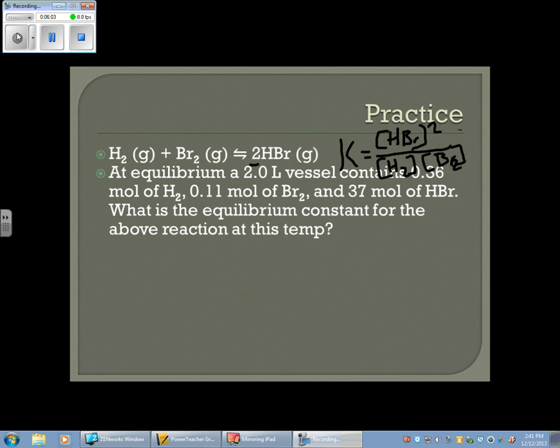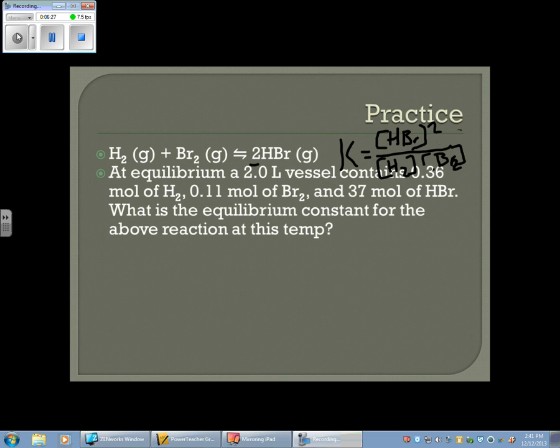So we have a problem now. At equilibrium, a 2-liter vessel containing 0.36 moles of H2, 0.11 moles of Br2, and 37 moles of HBr. What is the equilibrium constant for the above reaction at this temperature?